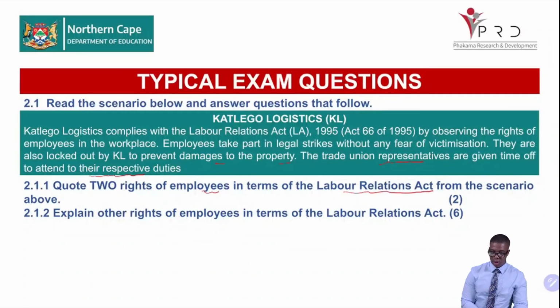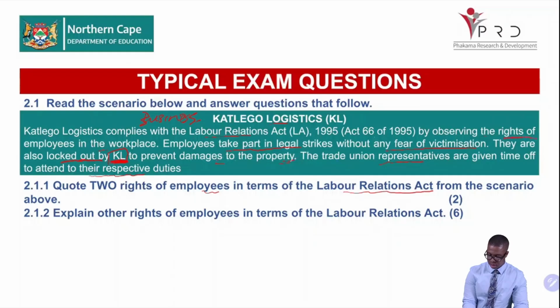Let's go back to the scenario. Read the scenario with understanding. We are saying this business complies with labor relations. We agree with that, to say they comply by observing the rights of employees. And how do they do it? Employees take part in a legal strike without any fear of victimization. They are also locked out by KL. It tells you who's locking them out. KL. Who is KL? Katleho Logistics. Katleho Logistics is the what? The business. To prevent the damages to the property.